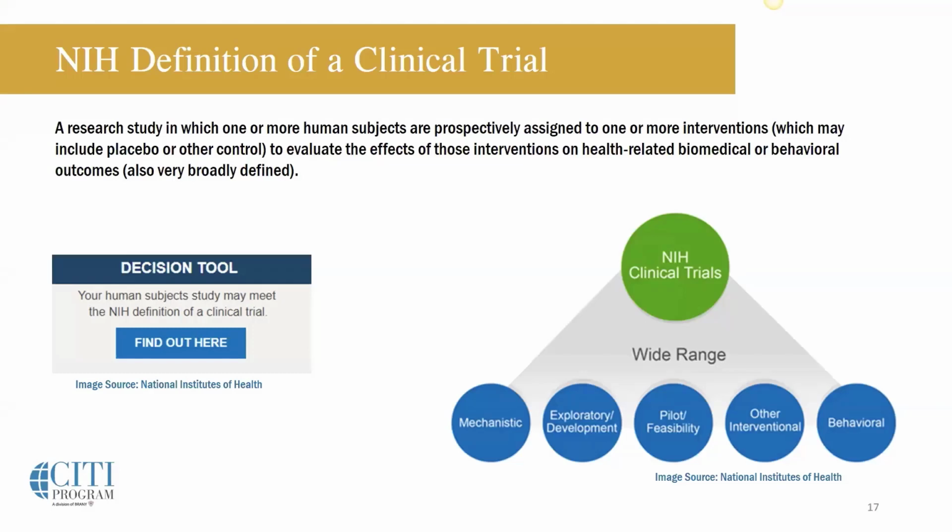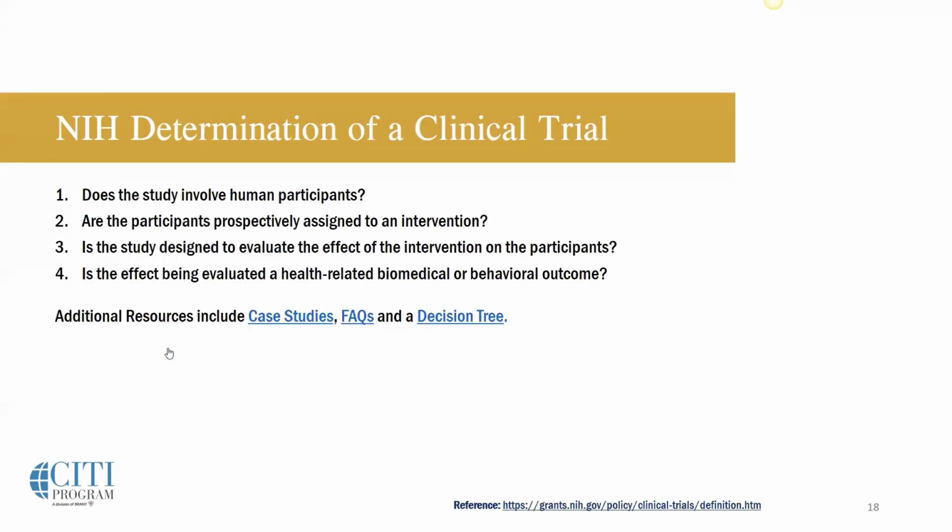There is a decision tree that you can click on and actually walks you through. And then there are 4 questions that they list on the website. Does it involve human participants, prospectively assigned, to evaluate the effect of an intervention, and is it on a health-related biomedical or behavioral outcome? If the answer to all 4 of these questions is yes, then your study does meet the NIH determination of a clinical trial, and therefore you must register and report the results of that research in accordance with the NIH dissemination policy.